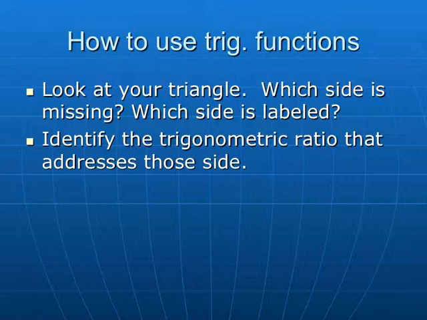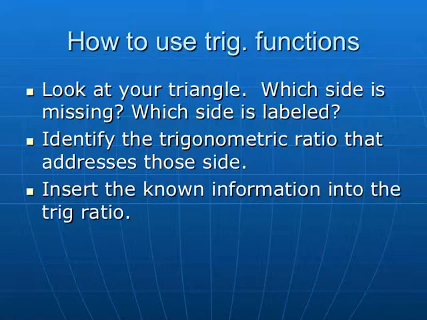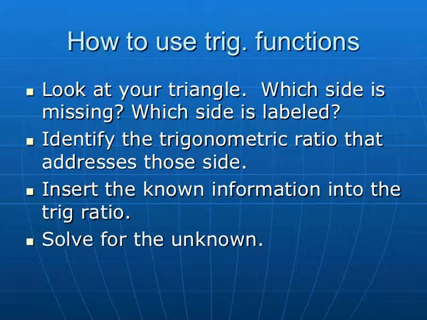Looking at this first homework example, I have a 75-degree angle here. From the 75-degree angle, 5 is the what side? Adjacent. 5 is the adjacent side, and x would be the hypotenuse. So which trig function addresses the adjacent side and the hypotenuse? The cosine. Once I identify which trig ratio I need, I can insert the information into that trig function and then just solve for the unknown.